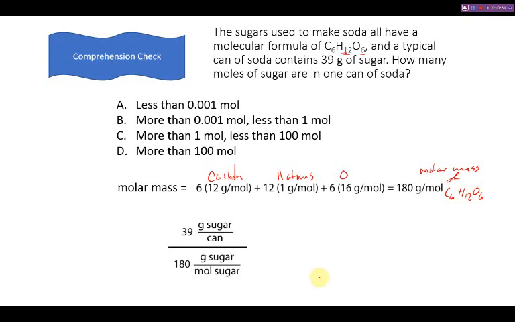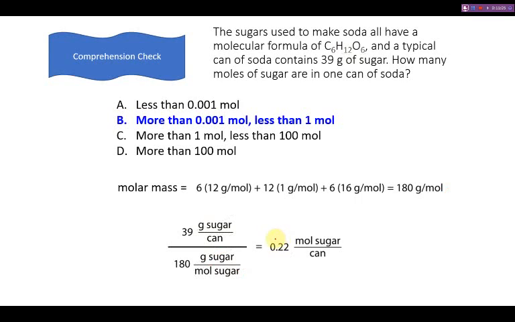of sugar per mole of sugar, what we see is that the grams of sugar cancel out, and then taking this ratio and rearranging the units, this will go on the top, this will go on the bottom, this goes on the bottom, this goes on the top, and we end up with 0.22 moles of sugar per can. That gets us then our answer, more than 1,000th of a mole, but less than 1 mole. Okay?